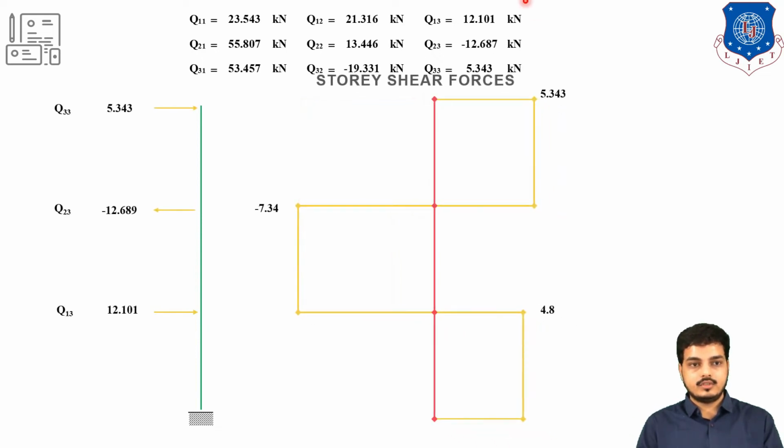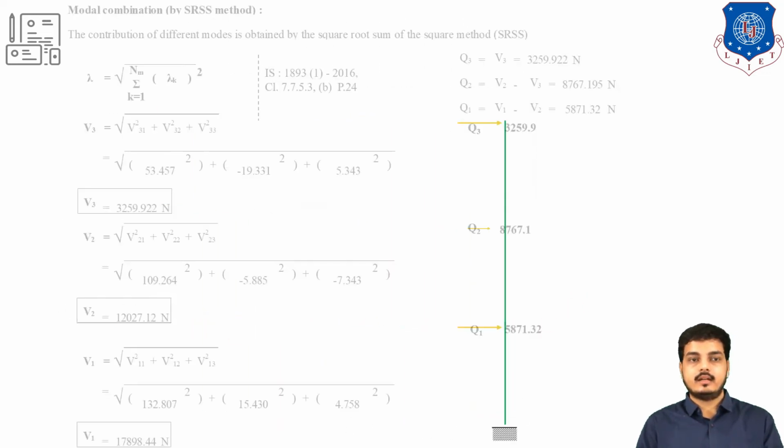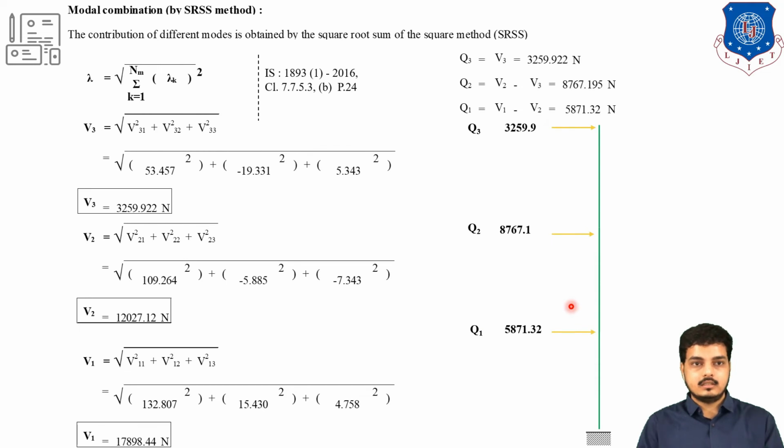Similarly, for the third mode shape, we can find out the respective diagrams. So this is 5.34, and then it is minus, so on the opposite direction, and then again it's on the plus, so right hand side. So this is nothing but 5.3, then 5.3 minus this, I will be getting minus 7.34, and 5.3 minus 12.69 plus 12.10, I will be getting 4.8. So this way you can find out the diagram.